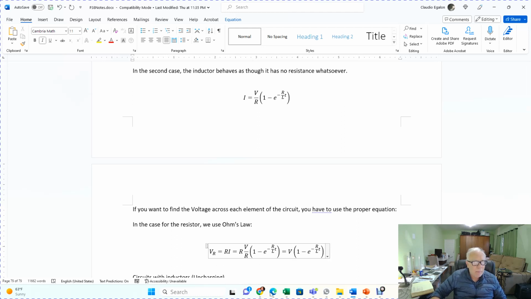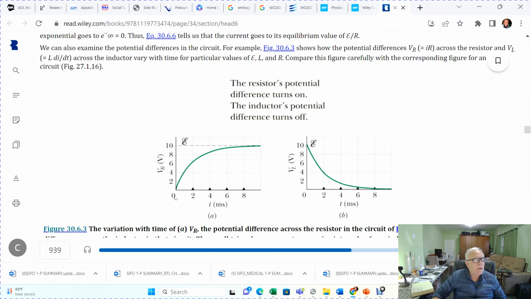And when we do that, we get the behavior of the voltage in the resistor with time, which is very similar to the behavior of the current with time. We get something like that. Here you go. The voltage across the resistor starts at 0 and grows until it reaches an asymptotic value equal to the electric potential of the power supply. Okay.